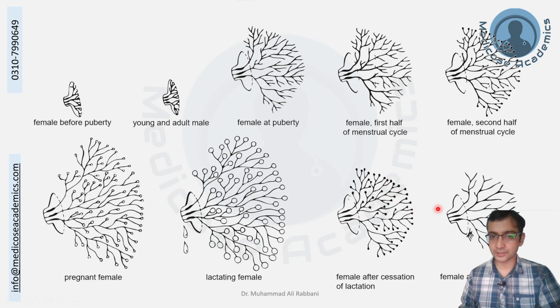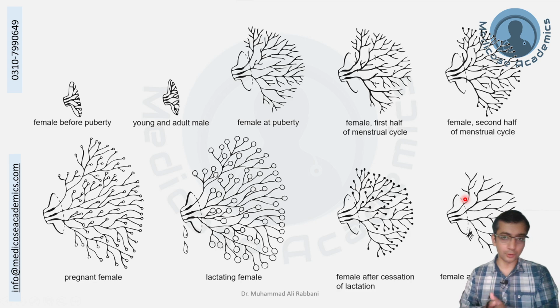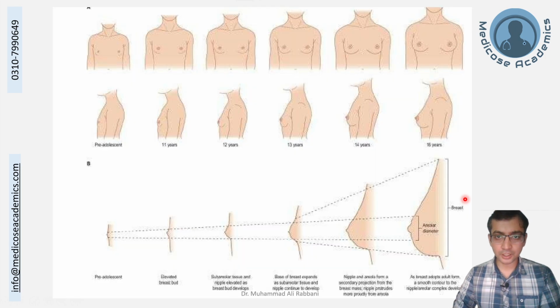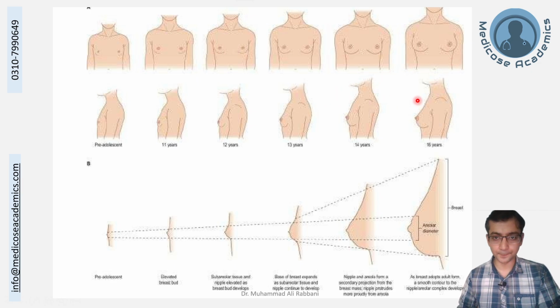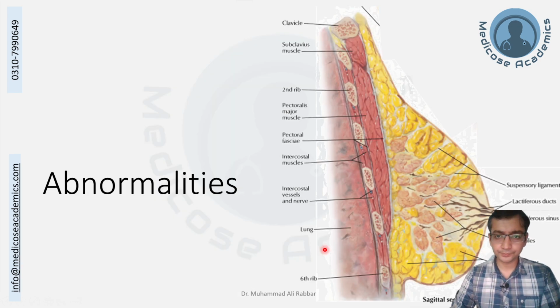Even this regresses further, and the secretory component is reduced when the female gets older and enters menopause, because most of the support comes through the hormones. That is why the breast changes shape as we go from childhood to puberty. Here is again the same thing shown in a different picture, not dwelling on it right now.